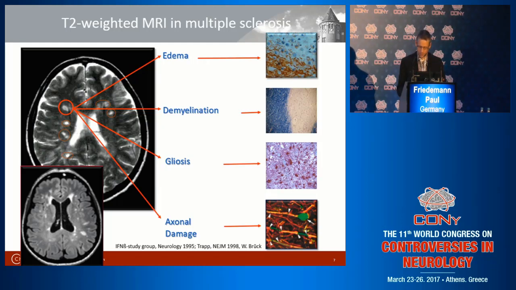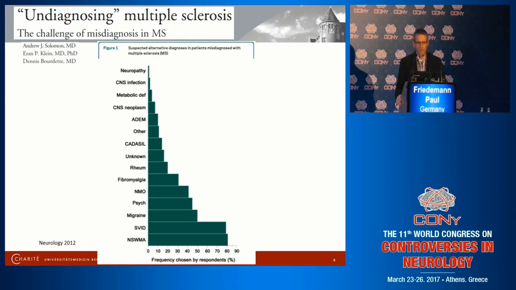And this may be one of the causes why we end up with a high number of false MS diagnoses, as was nicely shown in this survey from the United States and Canada a few years back, which demonstrated that a considerable number of patients who had an MS diagnosis turned out to have something else: NMO, small vessel disease, Susac syndrome, or whatever, or even just migraine. This again underscores the necessity to develop better outcome tools.